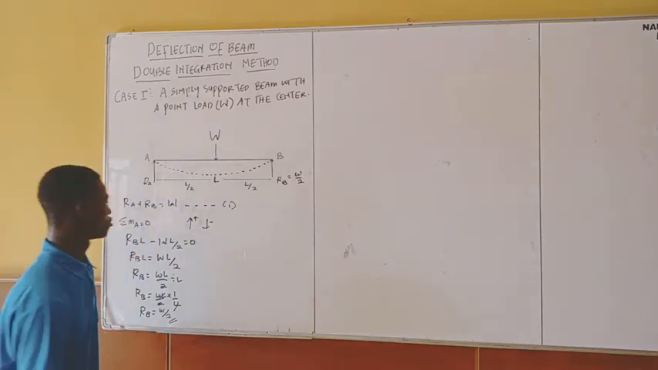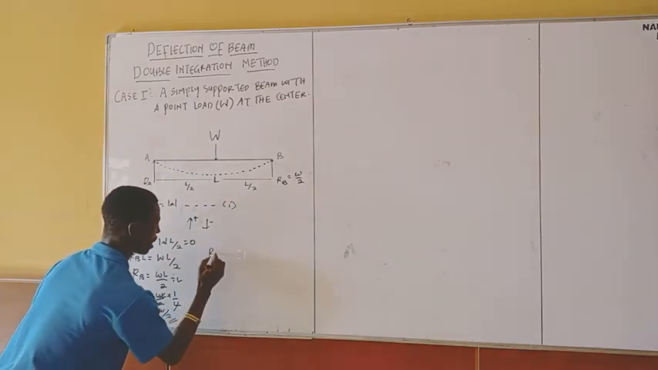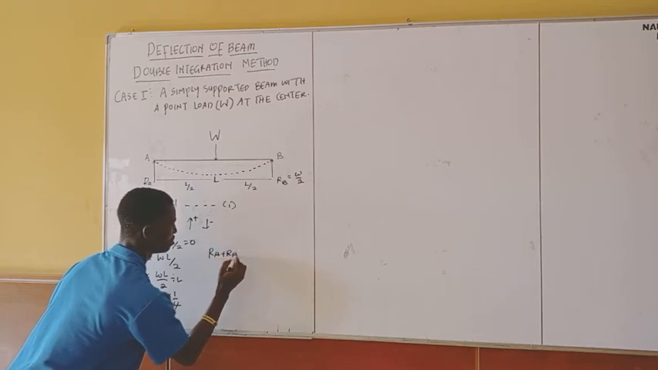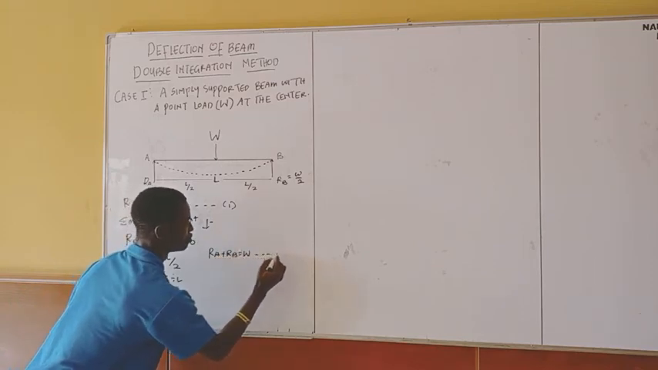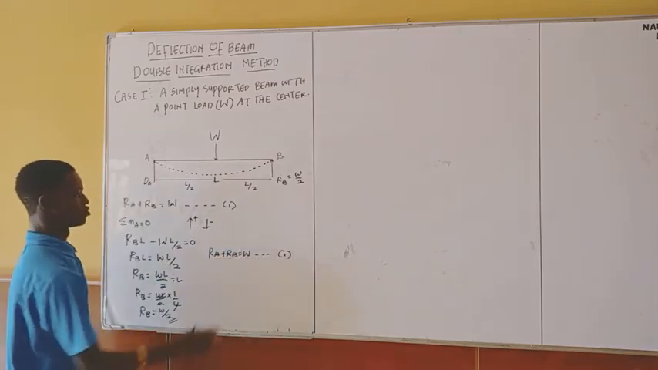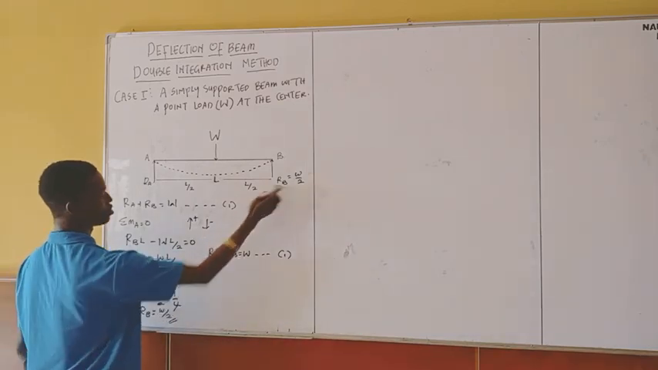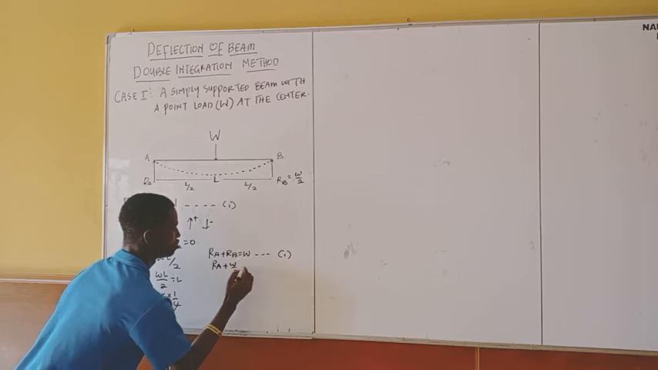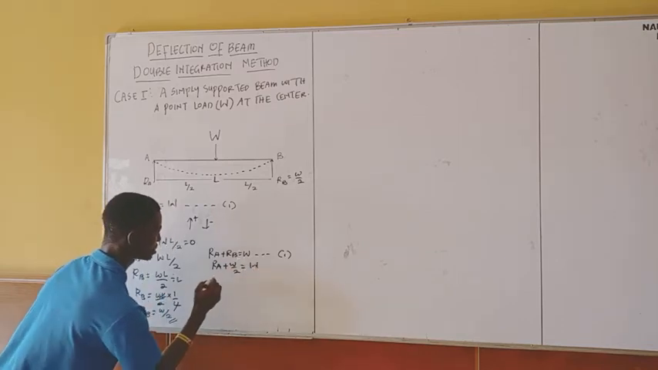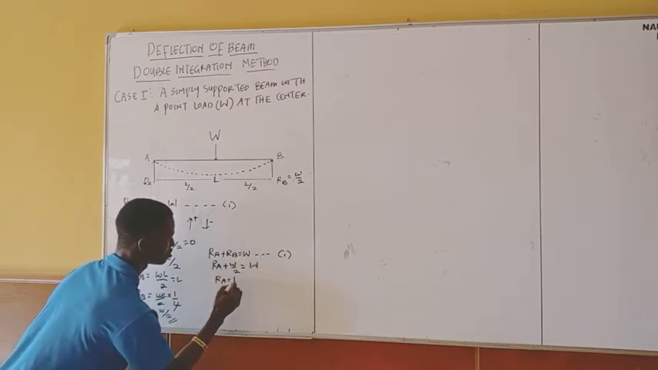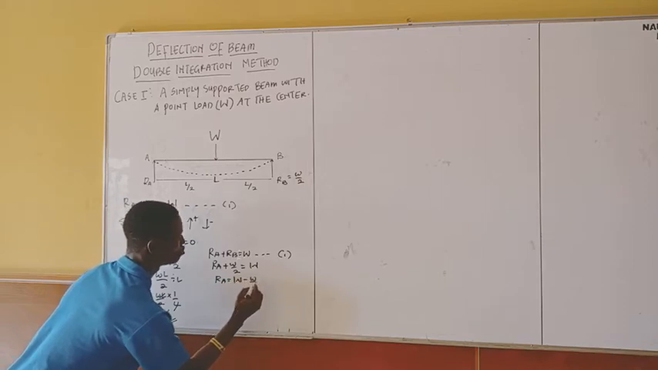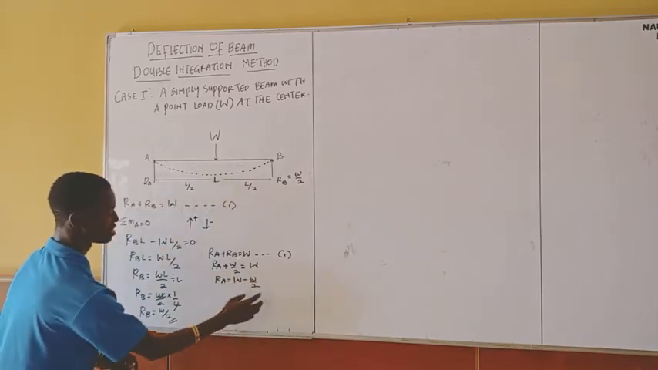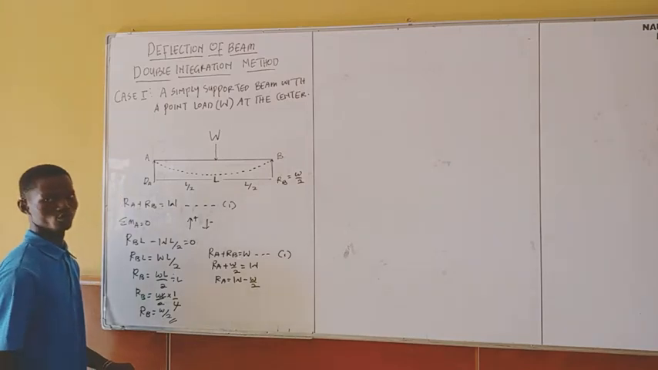RA plus RB equals W from equation 1. So in this case, I know the value of my RB to be W over 2. That is RA plus W over 2 equals W. So in this case now, my RA is going to be W minus W over 2. And you know that W over 2 is half of W. You understand?